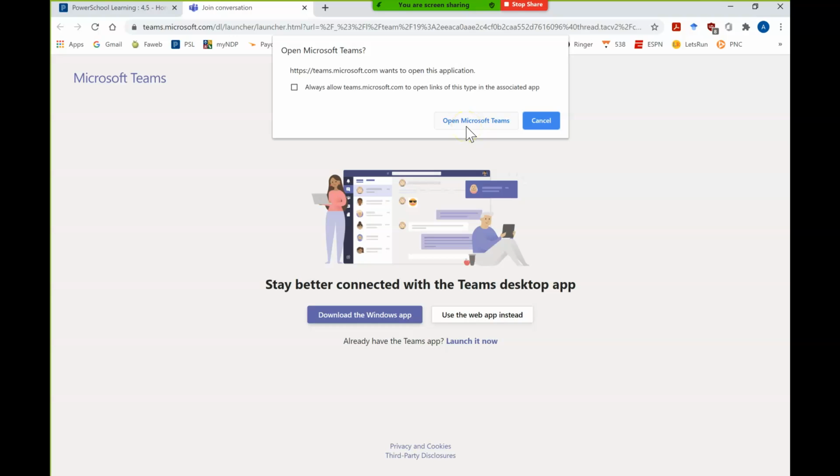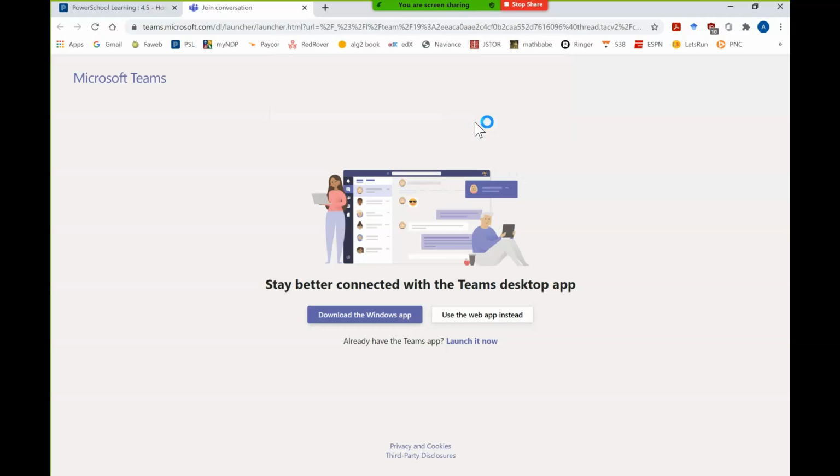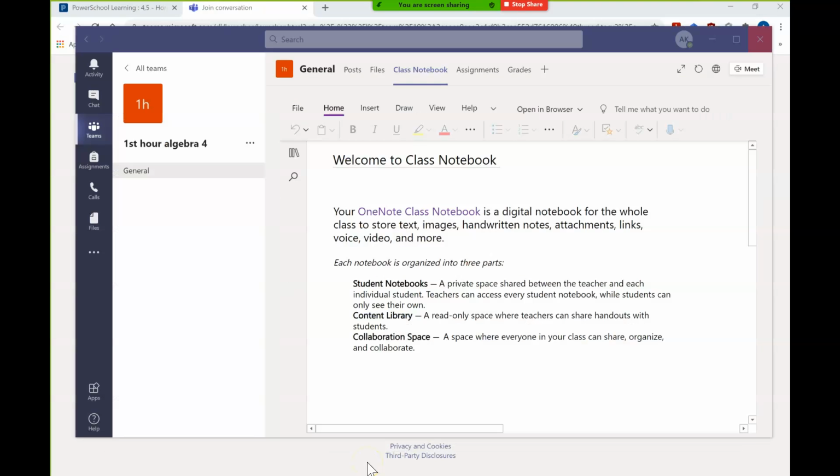So you can either open Microsoft Teams manually or you can use the web app. It doesn't really matter. Since I have it already installed on my computer, I'm just going to go ahead and open it on the computer. If for whatever reason you didn't have Microsoft Teams already installed, which you should have, you could open the web app and do it from there. It's fine to do that too. Okay, so let me pull up Teams.